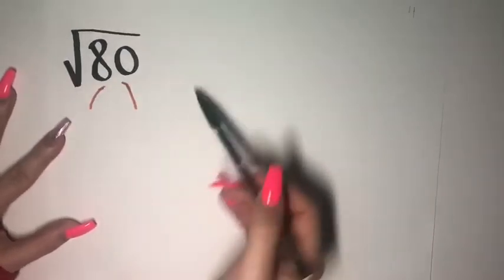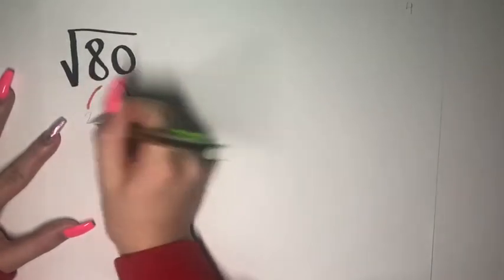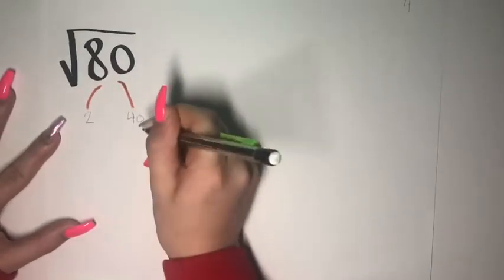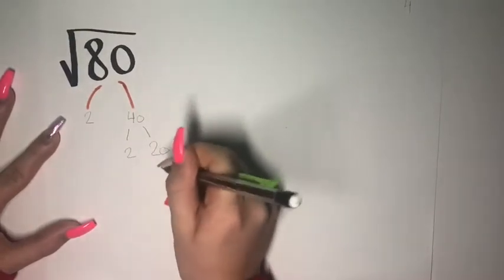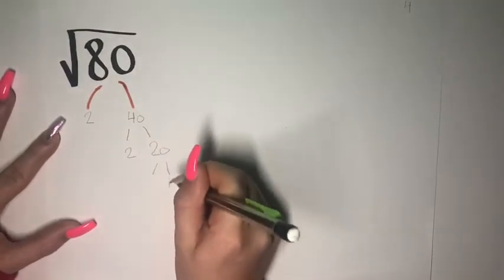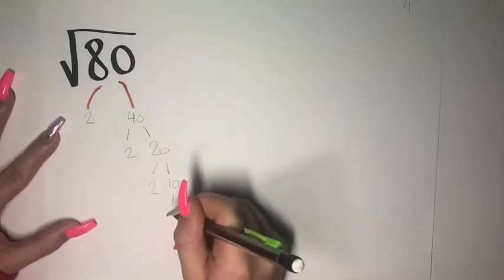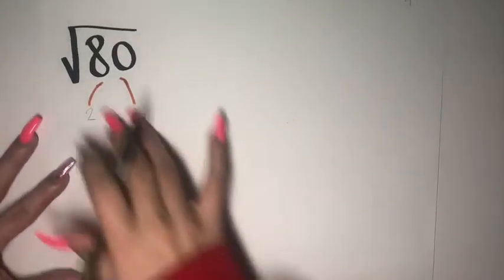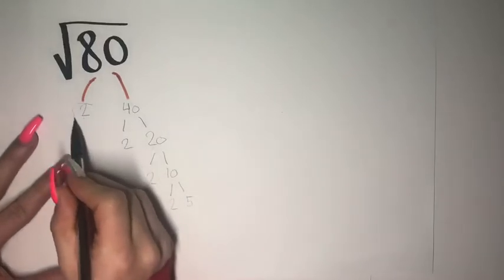But in this case, we can divide 80 by 2. So 80 divided by 2 is 40. 40 divided by 2 is 20. 20 divided by 2 is 10. 10 divided by 2 is 5. And then we stop there because we got our prime numbers, which are these.